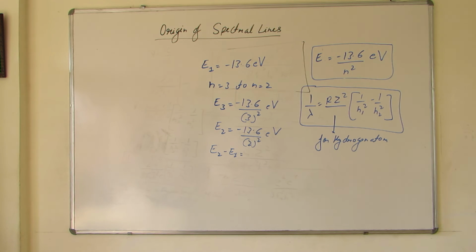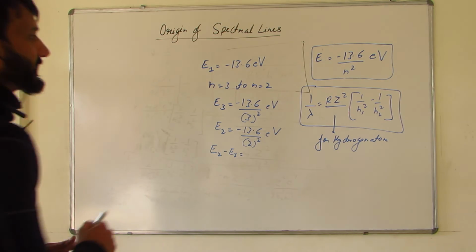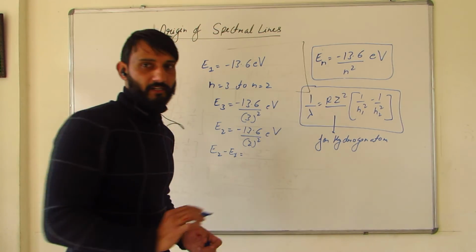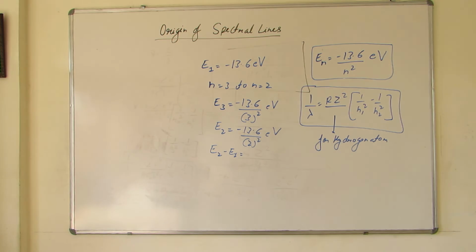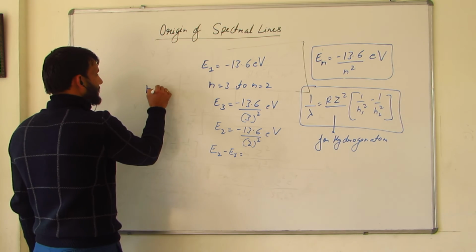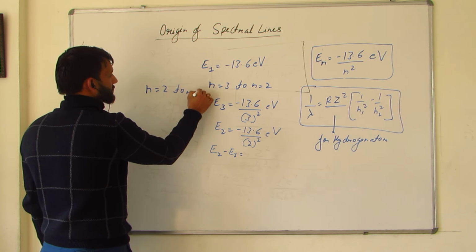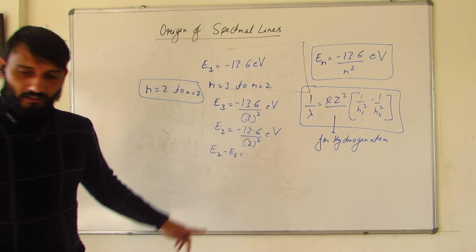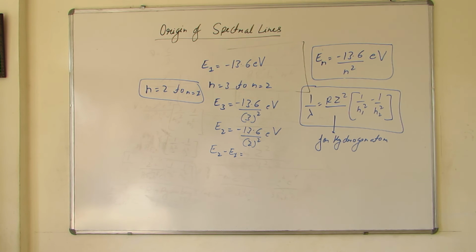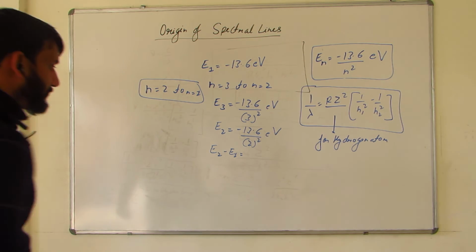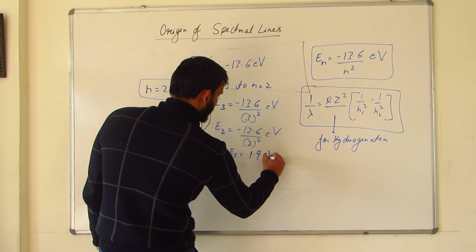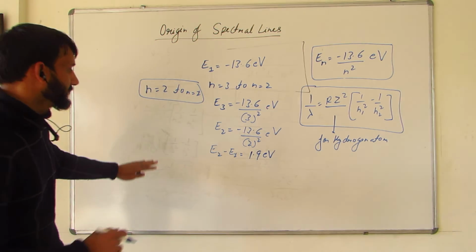Now similarly, one question is there where this expression is given, En is equal to this, given already. An electron jumps from n is equal to 3 to n is equal to 2. This is a separate question. So I shall tell you the answer of this question. The answer would be 1.9 eV. The difference of these two, you can calculate that.